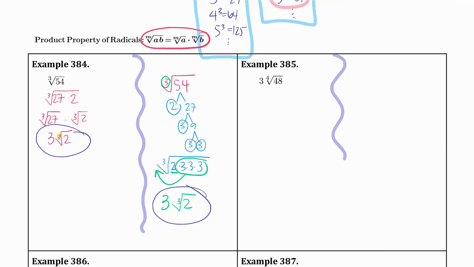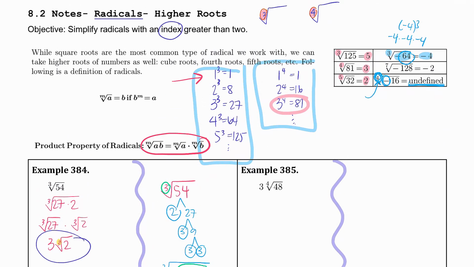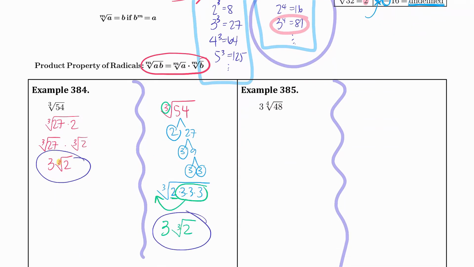Okay, on the fourth root, or sorry, 3 times the fourth root of 48. We listed a couple perfect fourths that hopefully can help us. If I'm doing it this first way, the product property way, I'm thinking of which perfect fourth will go into the fourth root of 48. I can use 16, and I can rewrite that as the fourth root of 16 times 3.